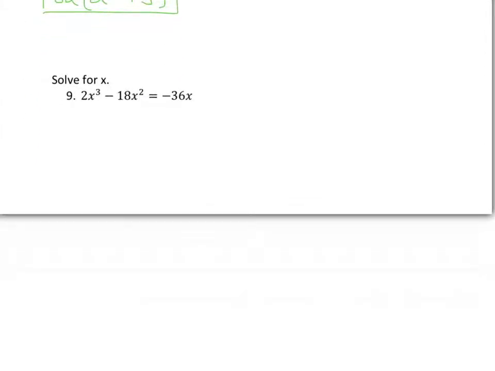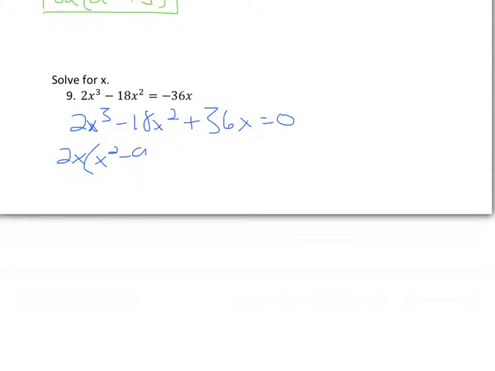And lastly, you'll have to solve these equations just like we've been doing in the past, with any of the methods that we've learned so far. So we need to get everything to one side of the equation, set it equal to 0. So 2x cubed minus 18x squared, I'm going to add the 36x over, and that's equal to 0. Now we pull out the greatest common factor if we can. There is a greatest common factor. It's 2x. Take 2x out, and we'll be left with x squared minus 9x plus 18.